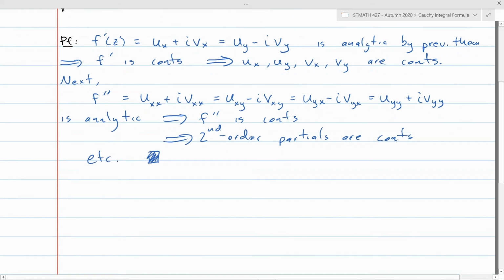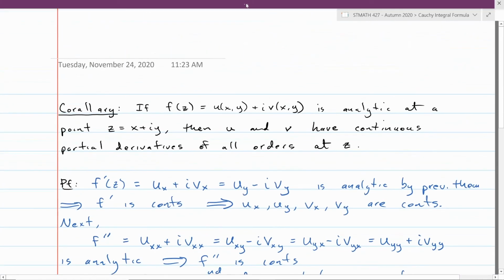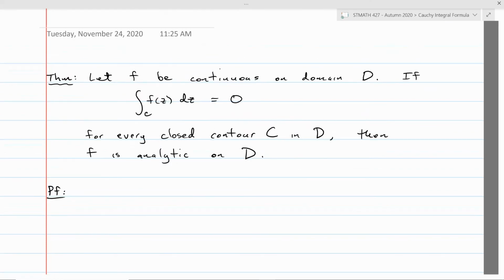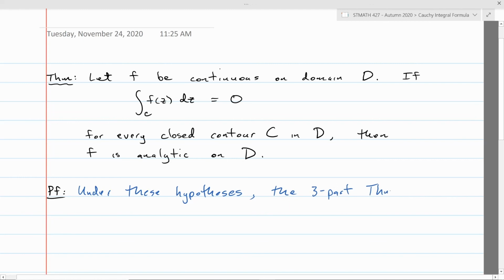So that's cool. That's a fact we used a little earlier that now we see falls right out of the Cauchy integral formula. So here's another little theorem. It kind of looks familiar. If you let f be continuous on a domain D, and you can establish that every integral around a closed curve of f is equal to 0, then we can conclude from that the function f is analytic. So let's look at a proof. Under these hypotheses, you may remember the theorem about antiderivatives. I wish this book had a better way of naming its theorems, but we had this 3-part theorem about antiderivatives.